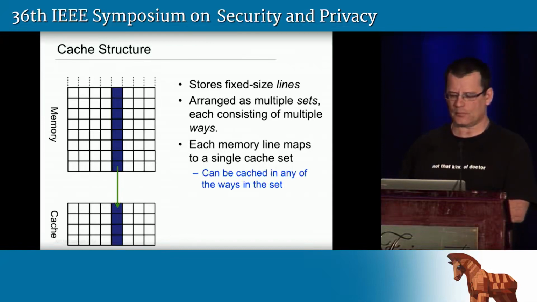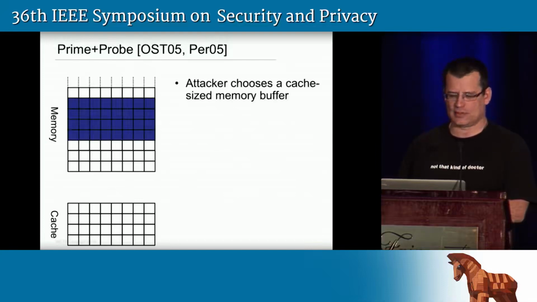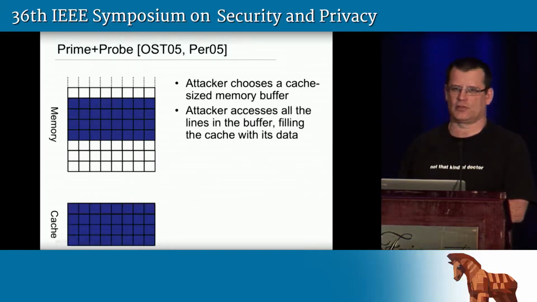Now, this structure has been exploited as a side channel with a prime probe attack, developed incidentally by two different groups independently at the same time. The attack works like this. The attacker chooses a cache-sized buffer of memory. The attacker then accesses this buffer, so this buffer is now in the cache. The attacker knows what the cache state is.